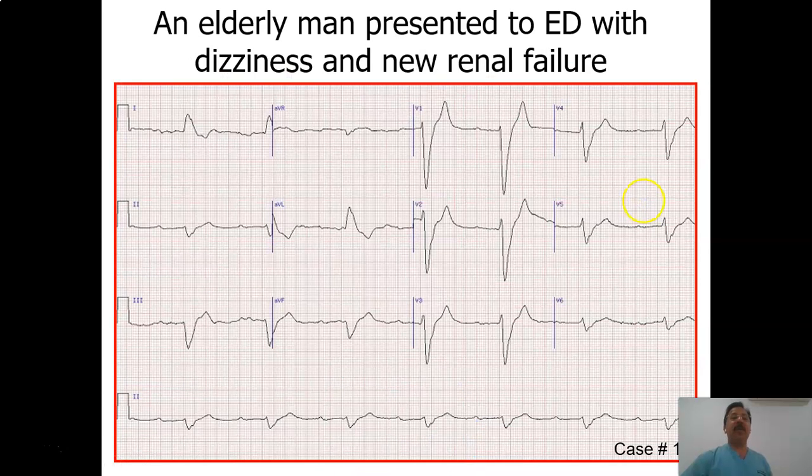Case number 11. This is the ECG of an elderly man presented to the emergency department with dizziness and new renal failure. So from a distance, this ECG looks like there are very wide QRS complexes. And let's apply our stepwise approach. The rate is quite slow, but it's a regular rhythm. So you can see the number of big boxes between two R waves: 1, 2, 3. So quite a slow heart rate, 40, 50 something.